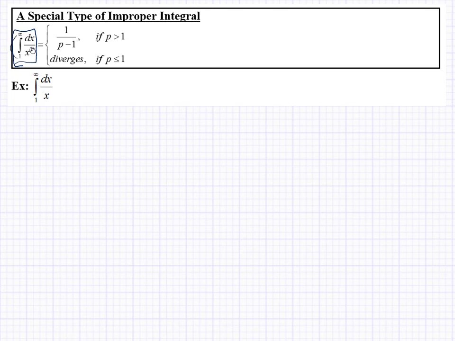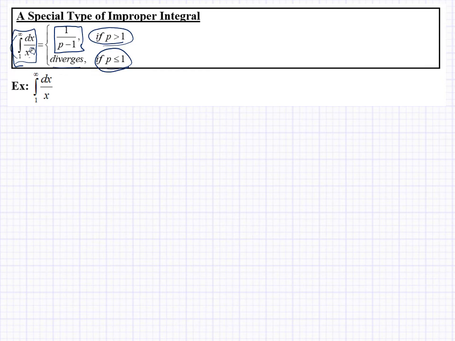The interval has 1 to infinity. All of this has to be pretty consistent, but the power p on the x makes all the difference. What it says is that if the power is bigger than 1, it will converge, and it'll converge to 1 over p minus 1. And if the power is less than or equal to 1, it will diverge.